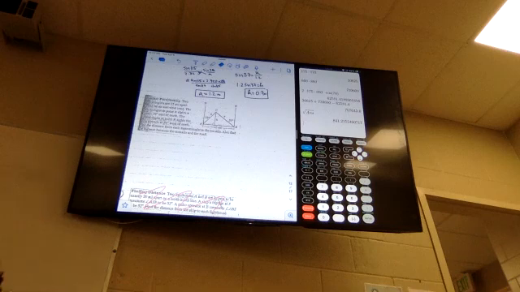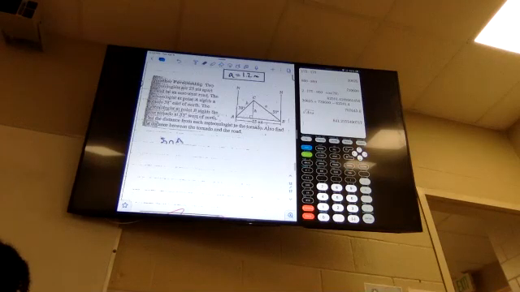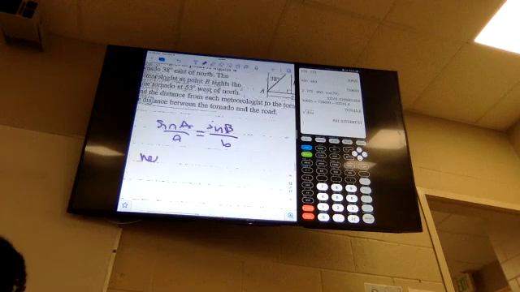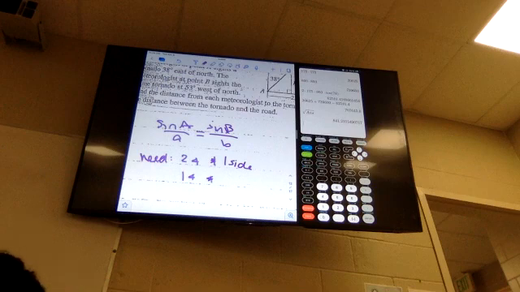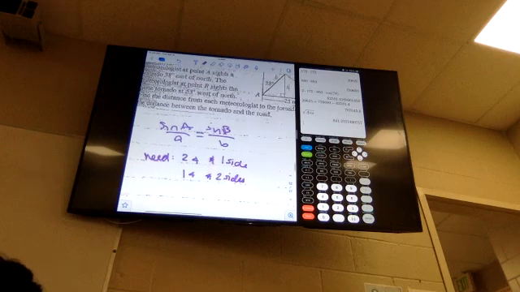So 5.5 was law of sines. Remember, law of sines was like sine of an angle over its opposite side equals sine of another angle over its opposite side. You either need 2 angles and 1 side, or you need 1 angle and 2 sides. That's going to be different in a second because I'm going to teach you about law of cosines later today. But all we know right now is law of sine, so we have to use one of these 2.